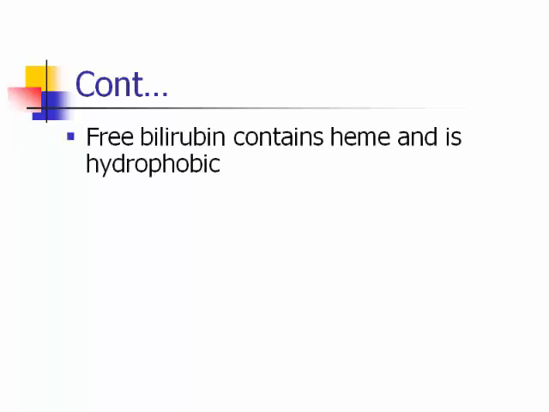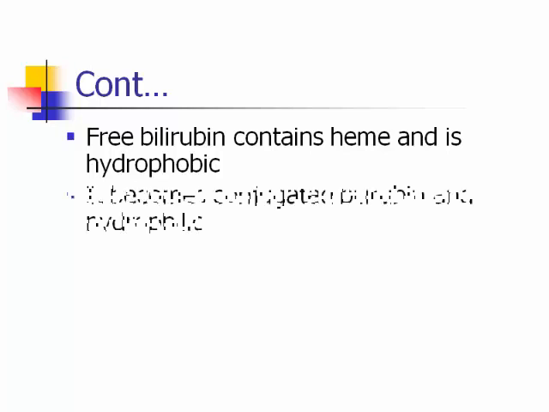So free bilirubin contains heme and is hydrophobic. Did you know this? Did you learn this? Bilirubin is in the, what we just said, this is part of the bile, right? It contains heme and is hydrophobic. Heme comes from where? It comes from hemoglobin, right? It then becomes conjugated bilirubin and becomes therefore hydrophilic.